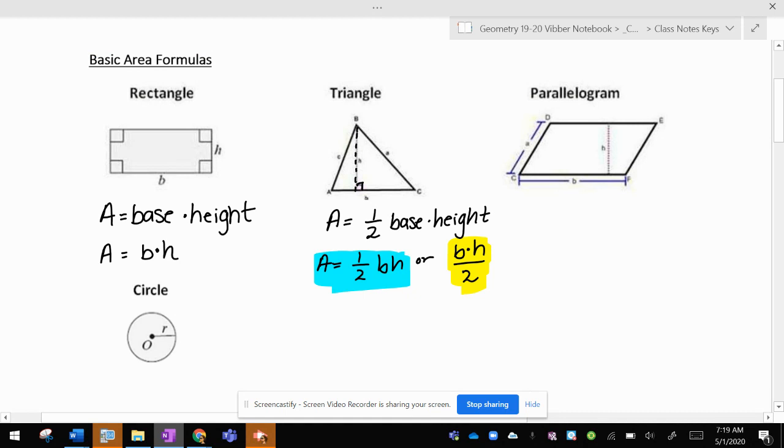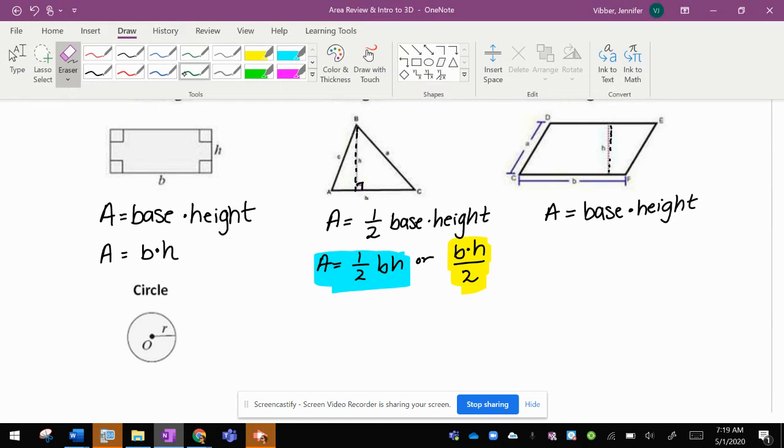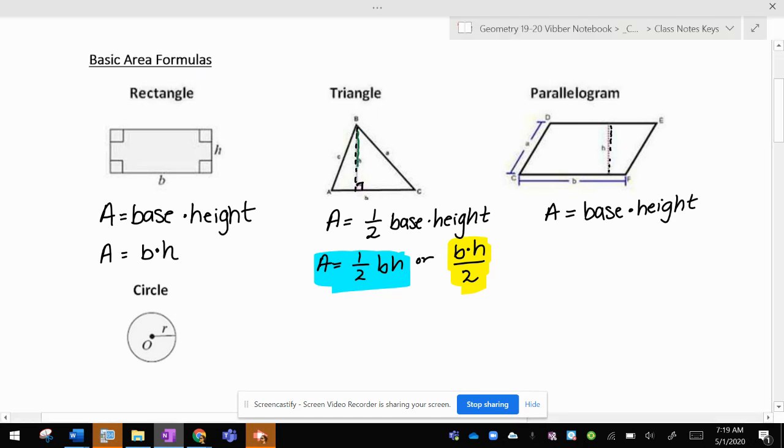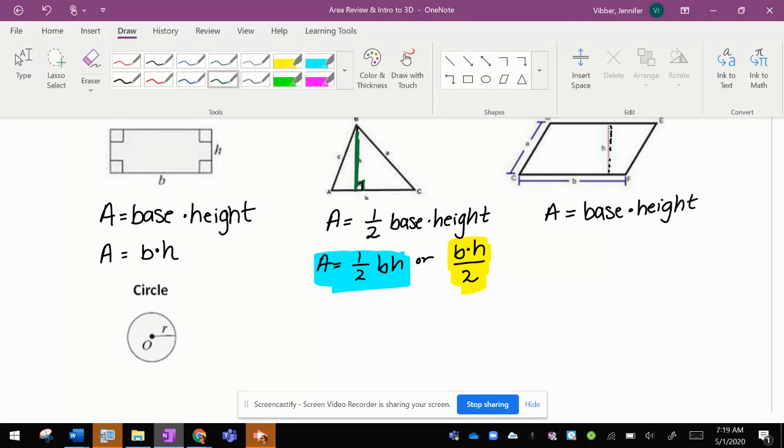The area of a parallelogram is base times height, just like the area of a rectangle. Except now we need to be more careful about what the height is. The height is this distance inside. It's that perpendicular distance inside the shape. And in fact, it's that perpendicular distance over here too with the triangle, where this is the height. Okay, so remember, whenever we say height, we mean the perpendicular distance inside the shape.